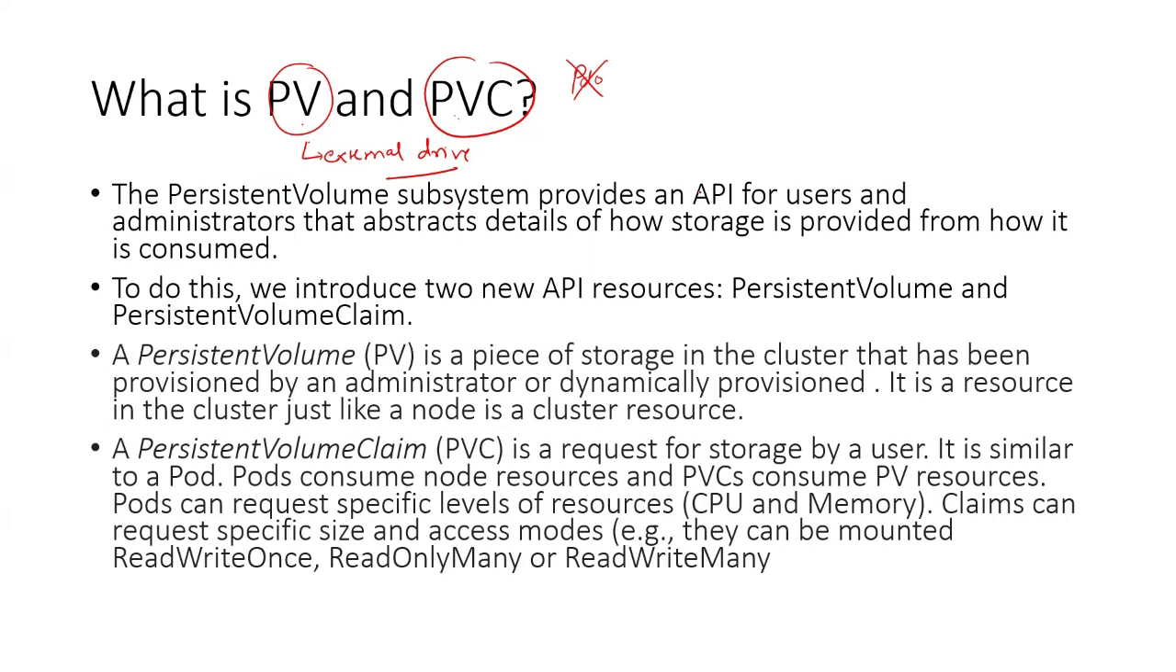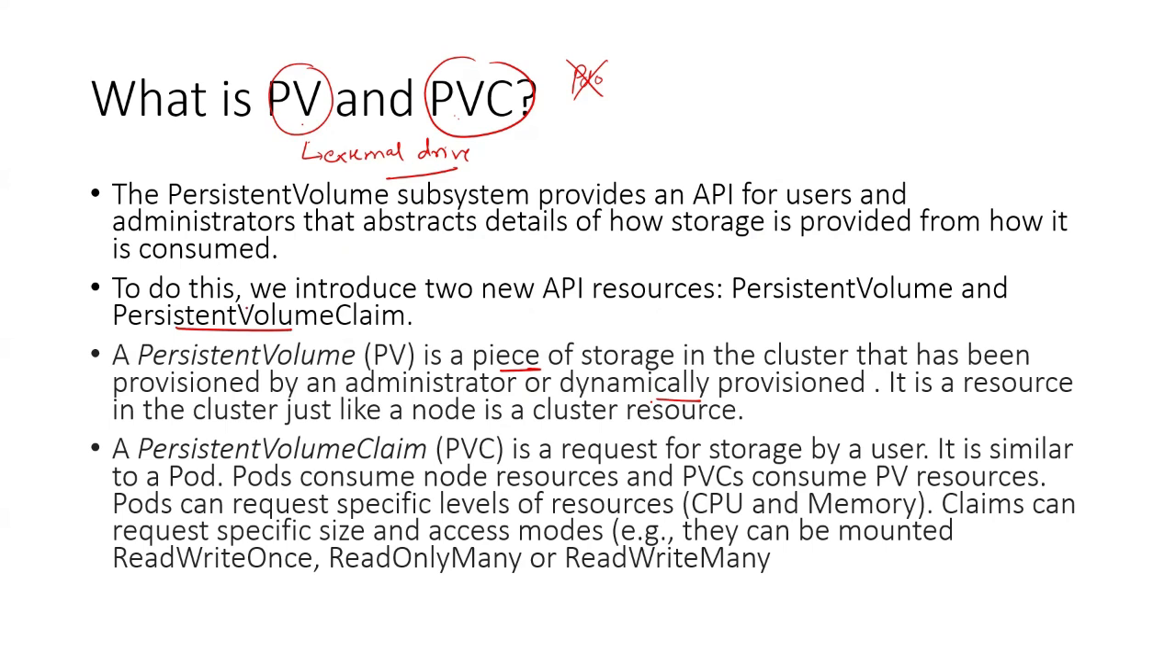PV is a subsystem that provides an API for users and administrators that abstracts how storage is provided and from where it is consumed. PV is a piece of storage in the cluster that has been provisioned by the administrator or dynamically provisioned. It is similar to how a node is a part of the cluster; in the same way, a PV is a part of storage.